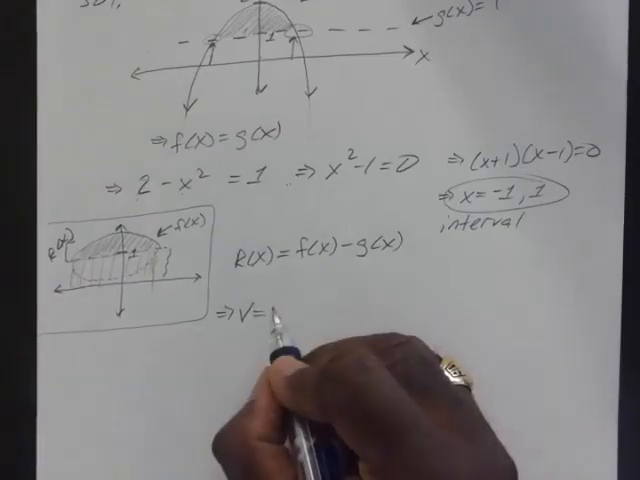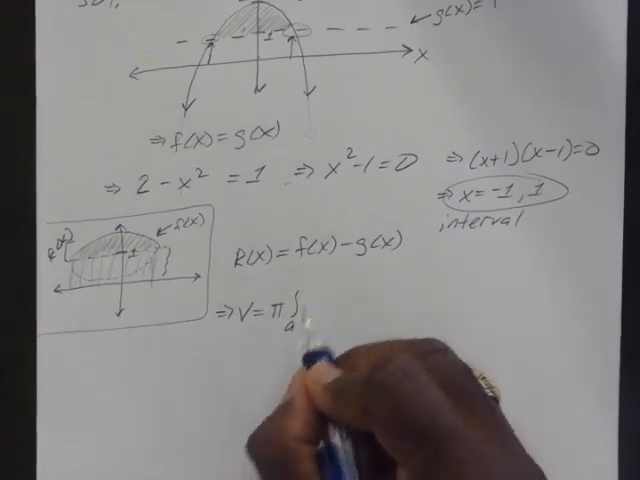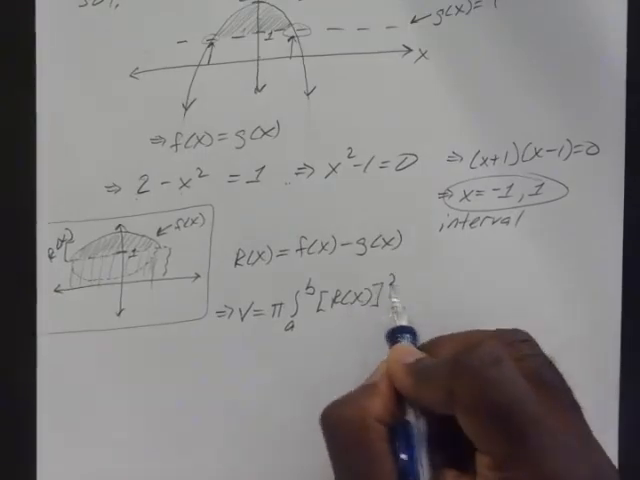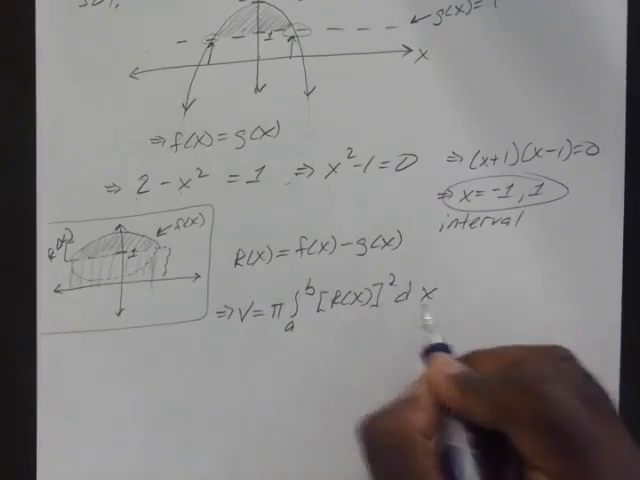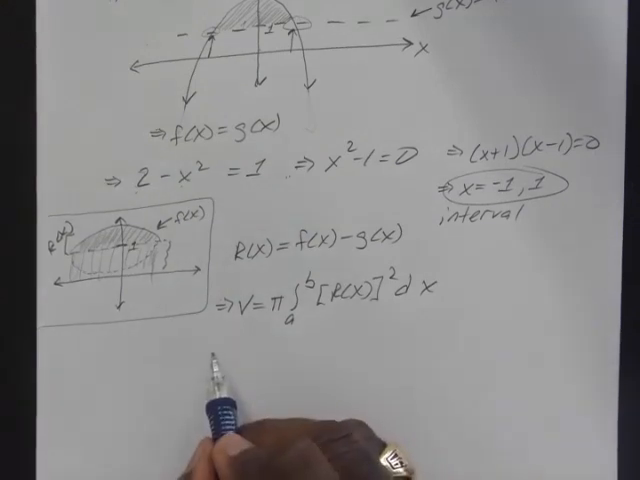So our volume is equal to pi times the integral from a to b of your radius function squared with respect to x. Now before, like I said, we had all of them on the x-axis, so we didn't have to worry about doing that. But because this one was raised up and it's revolving around x equals 1, now we have to kind of shift it a little bit.